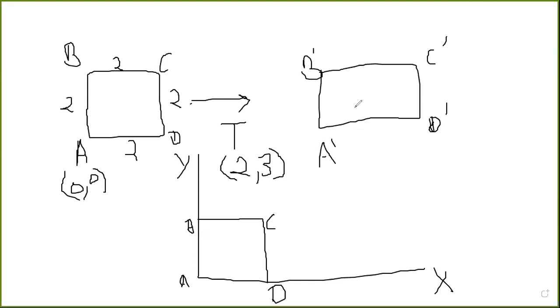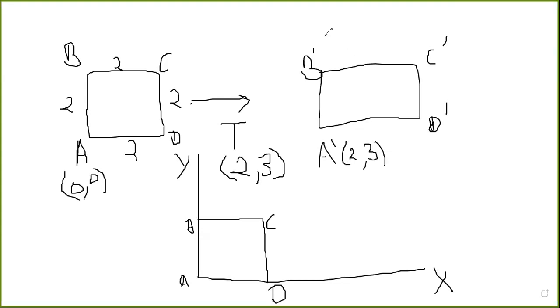So what will be the new position? Sir, A dash is 2, 3. Okay. B dash is 2 comma 5. So A dash is 2, 3.